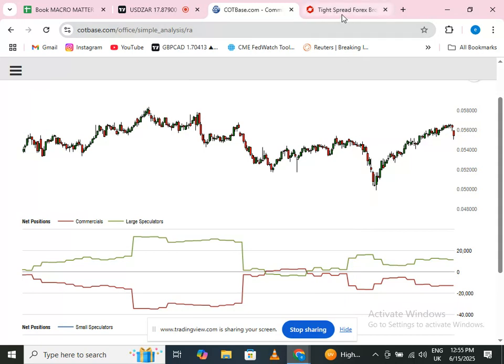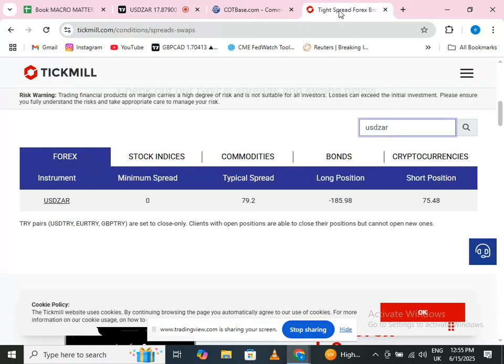Okay, lastly, let's take a look at the thing I was talking about, the tight spread. When I mean tight spread, I mean the interest swaps. Interest swaps is the difference between interest rates between two countries. Okay, guys, as I said before, the South African rand has an interest rate of 7.25. The US has an interest rate of 4.25. So what does it mean to the market?